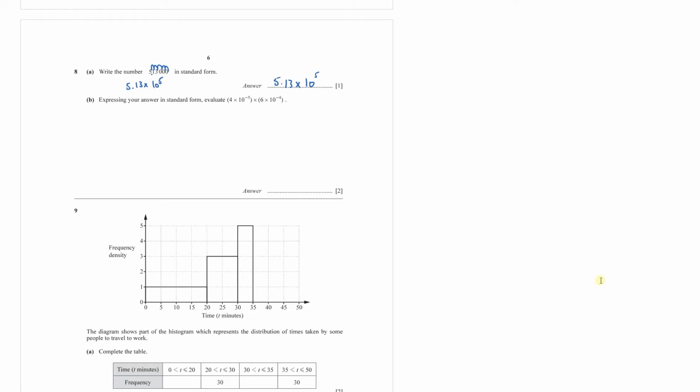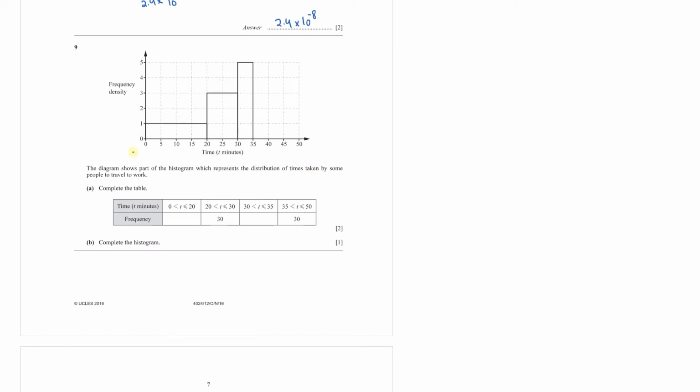Expressing your answer in standard form, evaluate this. So you have 4 times 10 power minus 5 multiplied by 6 times 10 power minus 4. So 6 times 4 is 24, and since you're multiplying, you'll add these powers of 10. So you'll get -9. To get standard form, you'll have to move the decimal one place to the left. So you get 2.4. And since you moved the decimal one place to the left, you will increase the power of 10 by 1. So you will get -8. So you'll have 2.4 times 10 power minus 8.